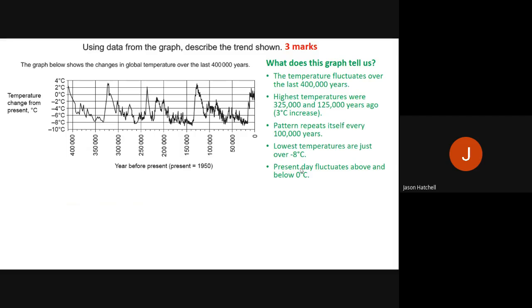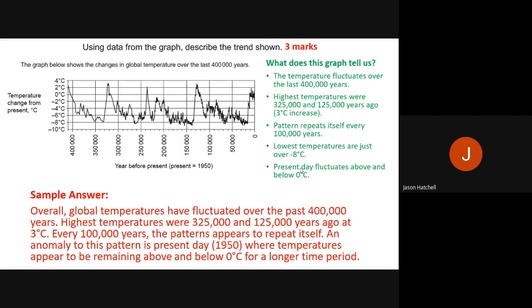Now we have to actually answer the question, don't we? PEA or TEA, trend, example, anomaly for 3 marks. So on screen now, you've got an answer that shows you how I have used the information I've gained from the graph. So let me read through it.